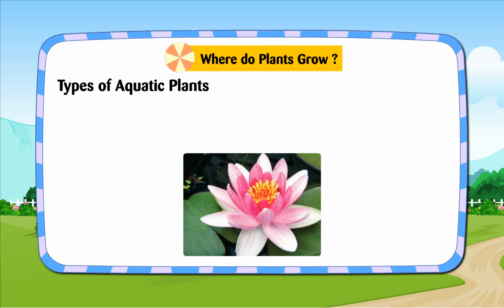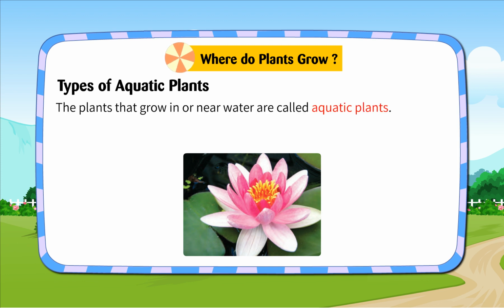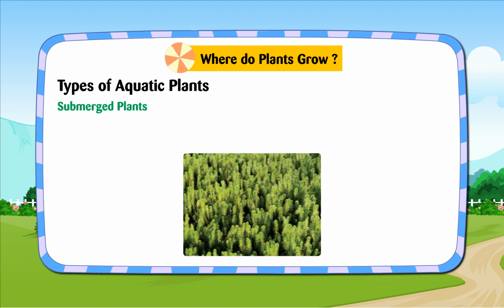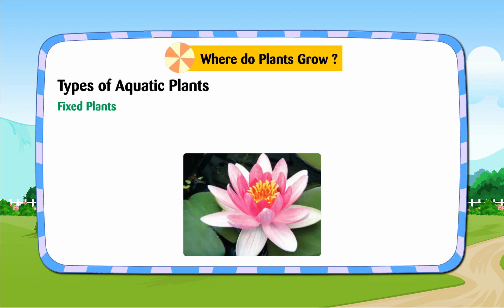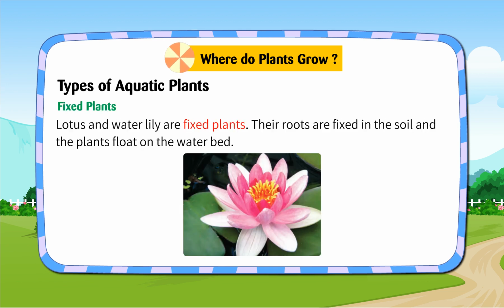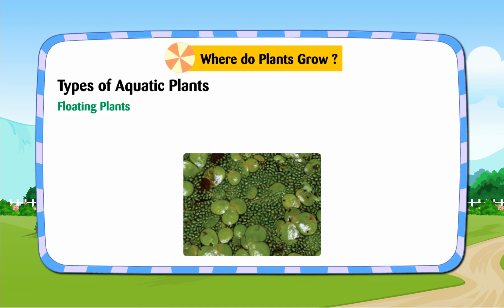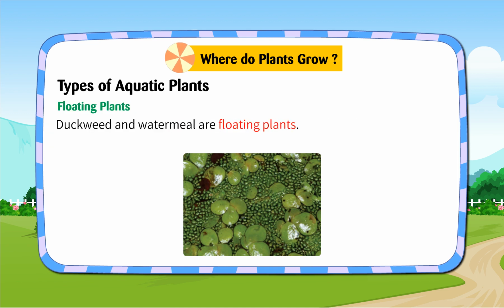Types of aquatic plants. The plants that grow in or near water are called aquatic plants. Submerged plants. Hydrilla and tape grass are submerged plants. Fixed plants. Lotus and water lily are fixed plants. Their roots are fixed in the soil and the plants float on the water bed. Floating plants. Duckweed and watermeal are floating plants.